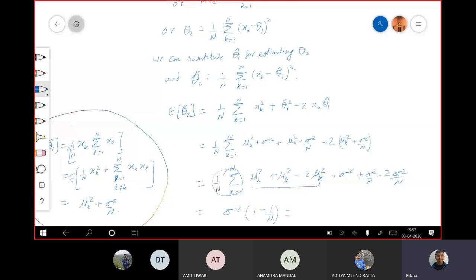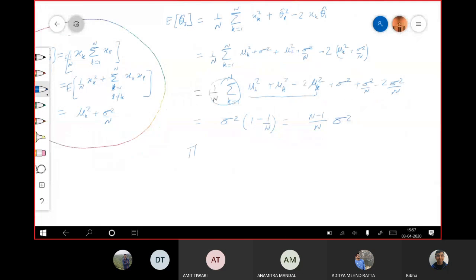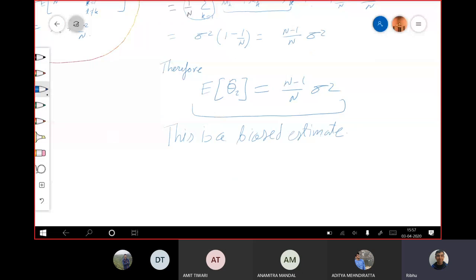So therefore, expected value of theta 2 hat equals n minus 1 by n sigma squared, and this is a biased estimate. This is what is called a biased estimate. So I think we can stop here and continue the next time.